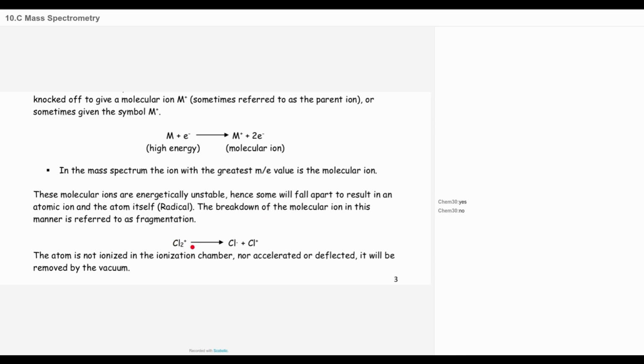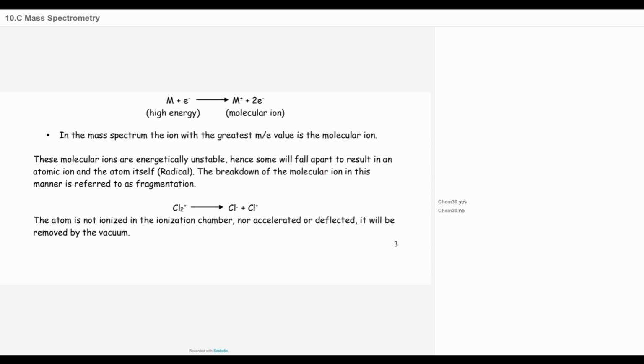So the molecule ion is unstable. It breaks down into atomic ion and the free radical. This type of breaking down of the molecule ion into the atomic ions and the free radical happens because the molecule ion is unstable. So this is known as fragmentation, right? The fragmentation is a breaking down of the molecule ion into atomic ion and the free radical.